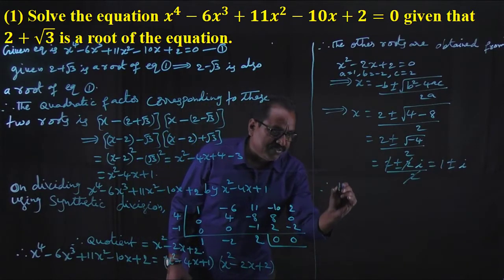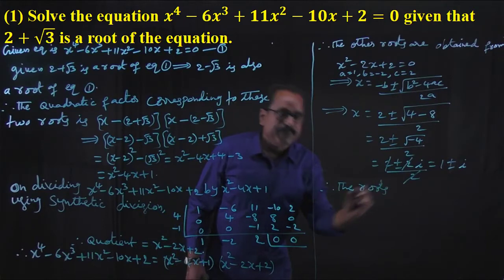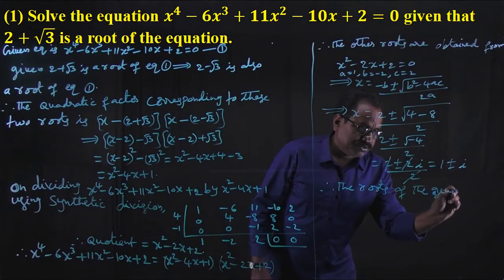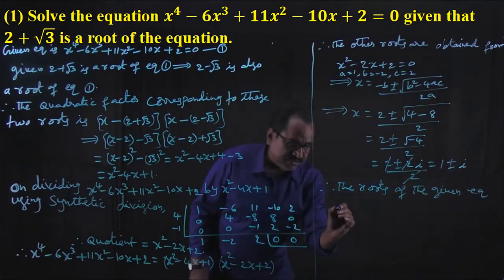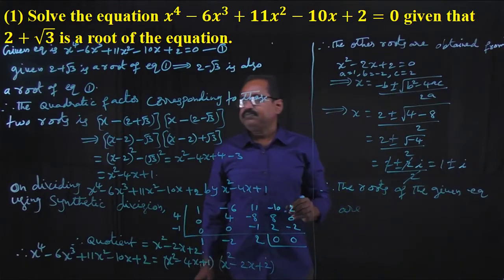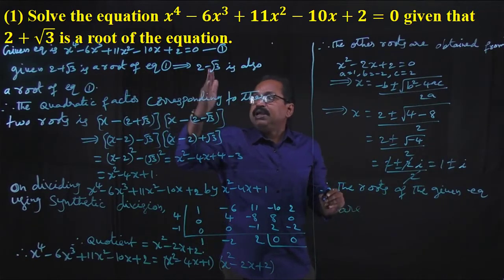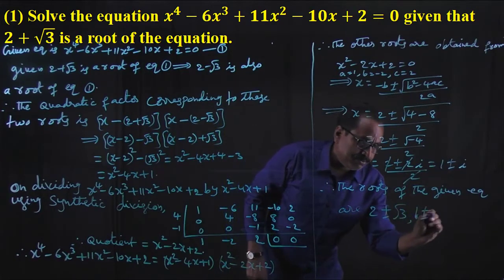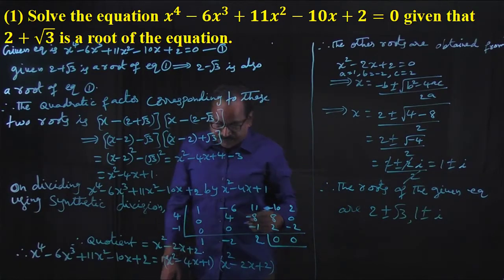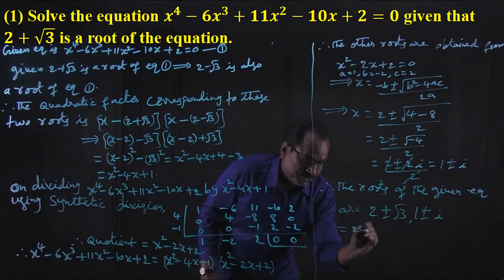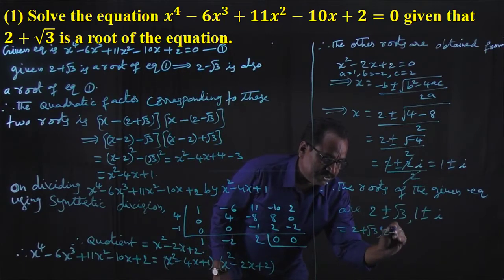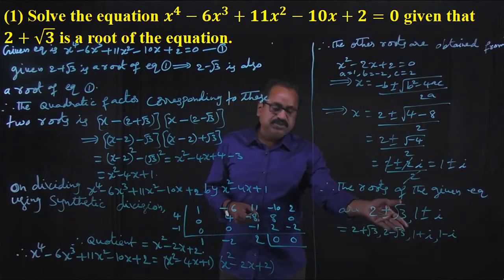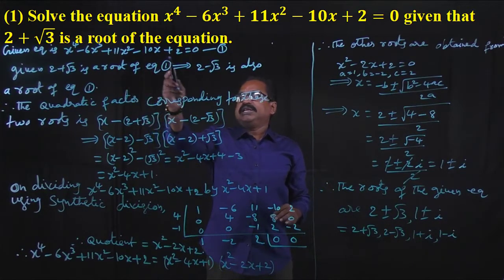Therefore, the roots of the given equation are 2 plus or minus root 3, comma, 1 plus or minus i. This is equal to 2 plus root 3, comma, 2 minus root 3, comma, 1 plus i, comma, 1 minus i. These are the 4 roots of the fourth degree equation.